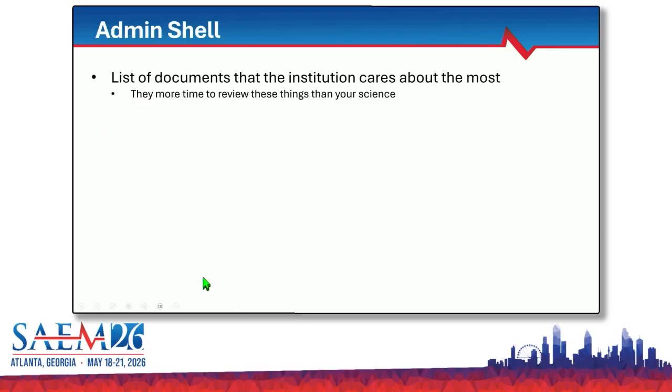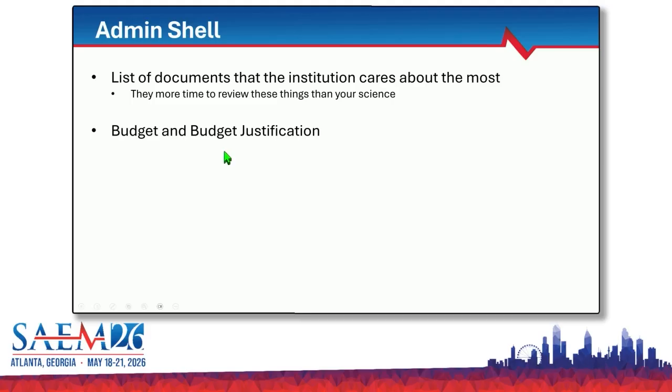Well, this is a list of documents that the institution really cares about the most, right? So honestly, the Office of Research and Sponsored Projects doesn't really care about the details of your science. They care about who's going to get paid what, are we sure that the right people really are going to be there to do the work? Are we sure we're not promising to do something that we don't have the capabilities, the equipment, or the facilities to do? Okay, so you can imagine what's in the admin shell.